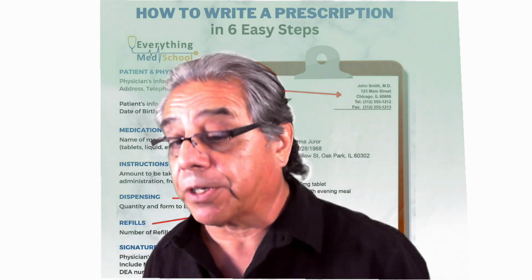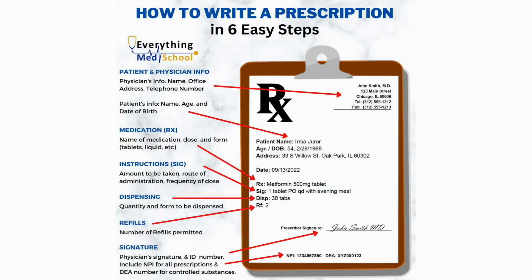We should review the different parts of a prescription. A couple of things to notice. There's always information about the patient and the physician, and both of those have to be complete. This includes the patient's name, age, and date of birth. We're going to have a section which is about the medication itself. This is the name of the medication, the dose of the medication, and what form the medication is going to be given. Then there's got to be instructions involved.